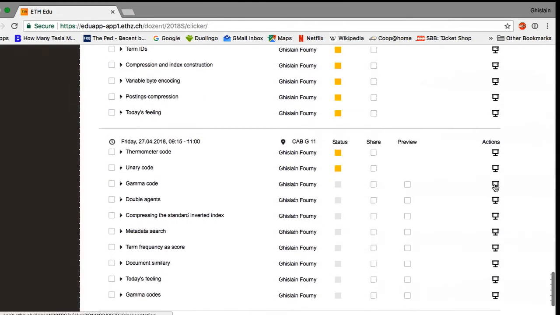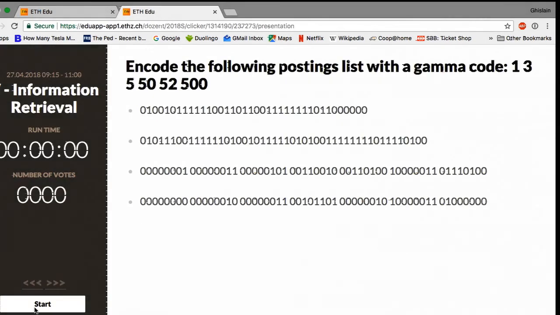I have another one that is now connecting it back to the notion of encoding, because we use the gamma code in order to encode postings lists, after all. So can you try to encode these postings list? These are the document IDs, 1, 3, 5, 50, 52, 500. Try to encode that. I'm not telling you anything. You know, you have everything we did last week. You know how to encode that.